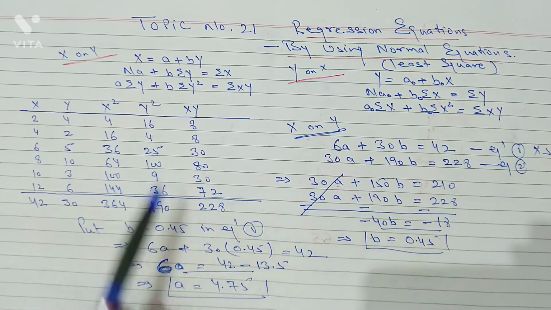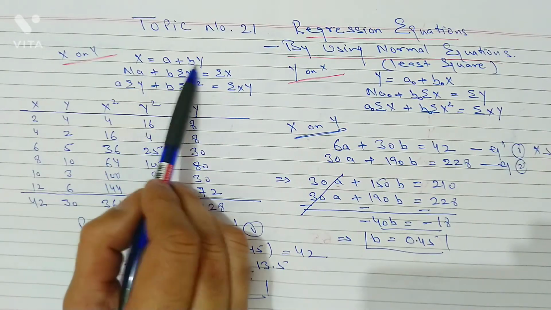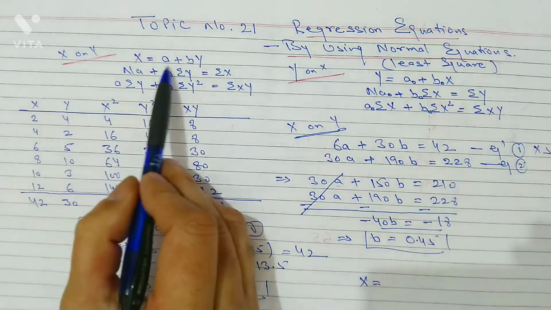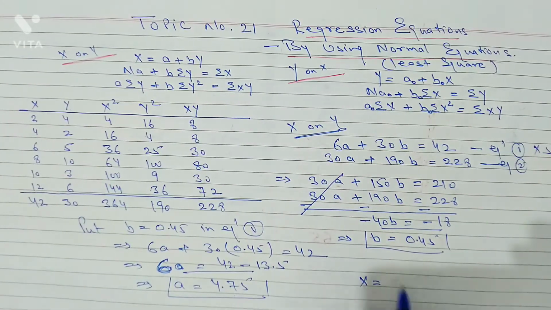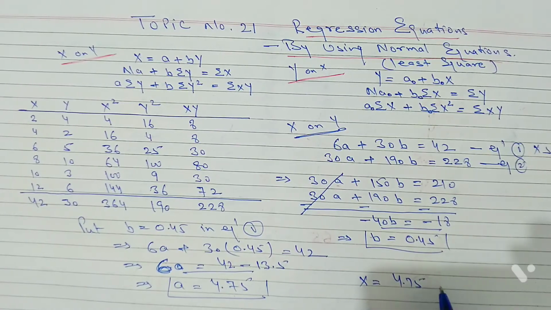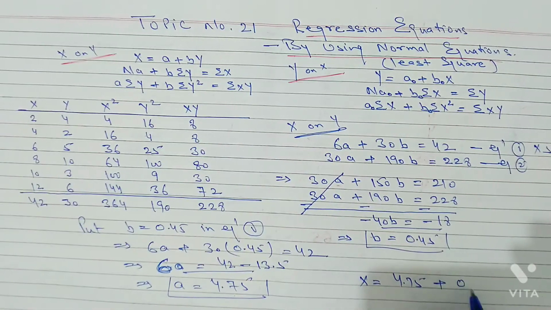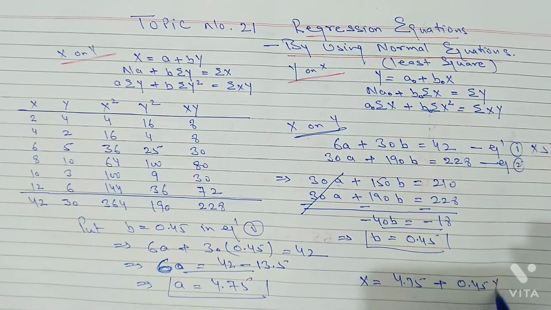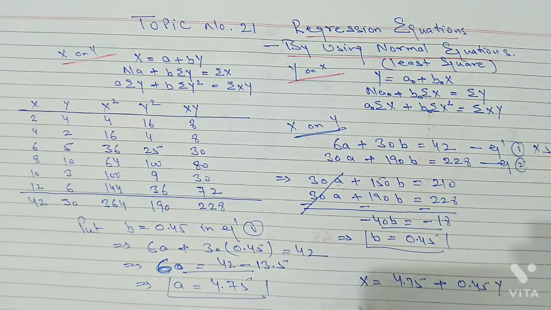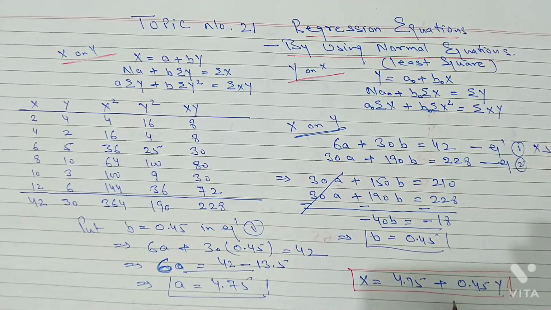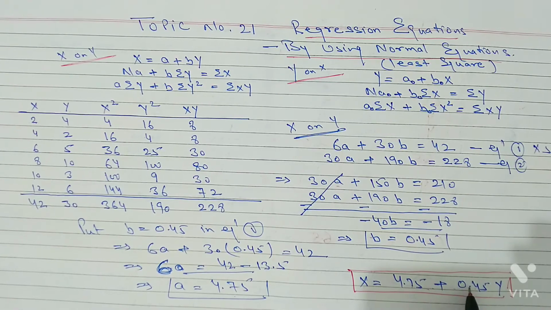Put these two values in the equation of x on y. We get x equals, the value of a is 4.75, plus the value of b is 0.45 y. This is the regression equation of x on y by using the least square method.